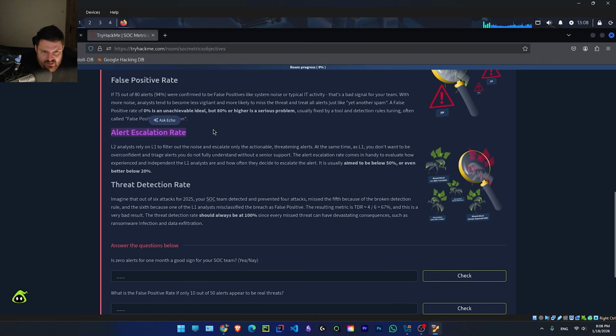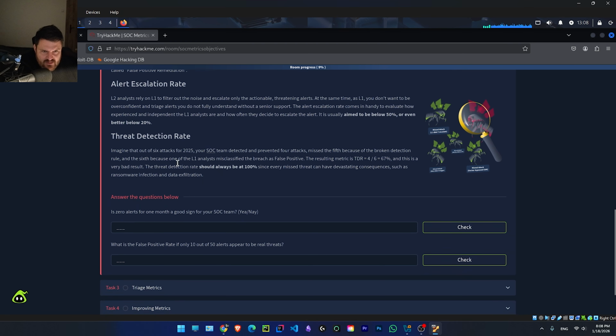Alert escalation rate. L2 analysts rely on L1 to filter out the noise and escalate only the actionable, threatening alerts. At the same time, as L1 you don't want to be overconfident and triage alerts you do not fully understand without senior support. The alert escalation rate comes in handy to evaluate how experienced and independent L1 analysts are and how often they decide to escalate the alert. It is usually aimed to be below 50%, or even better, below 20%.